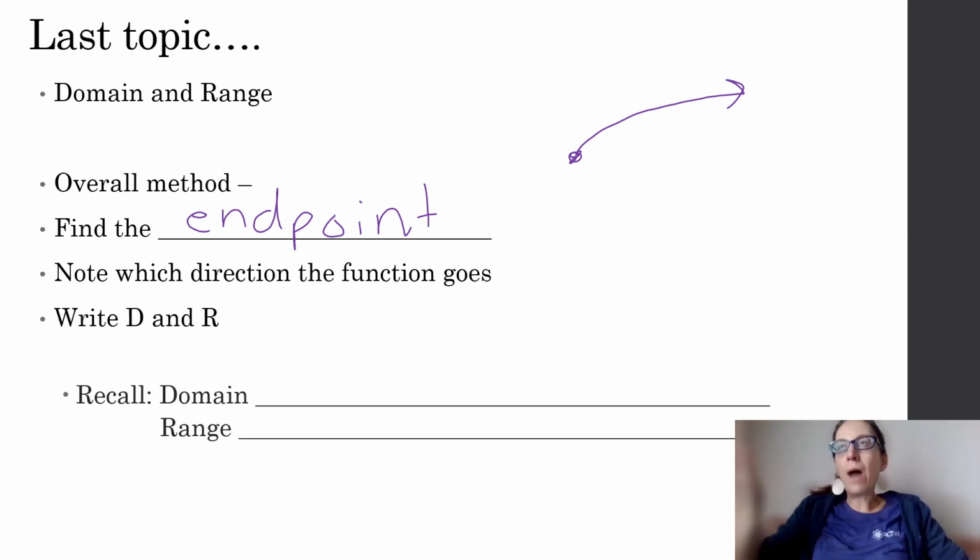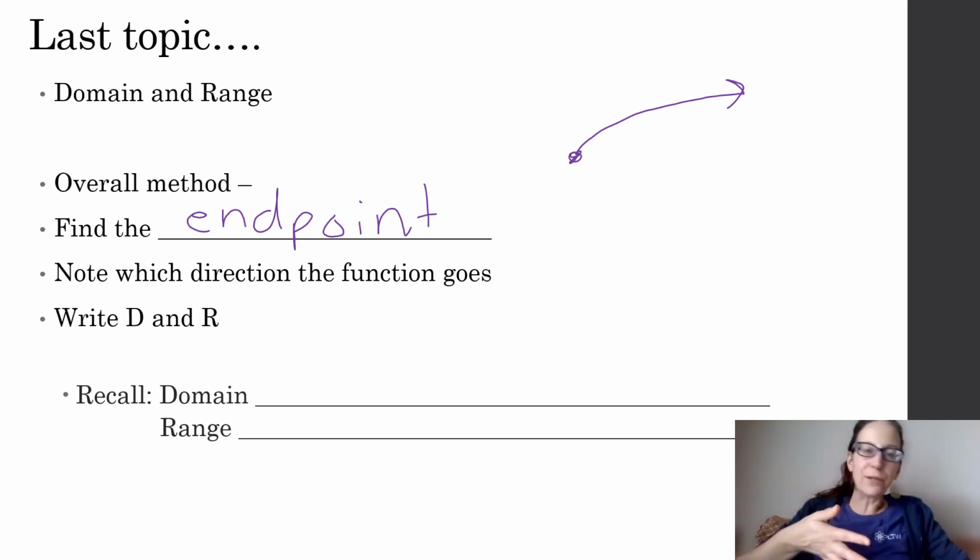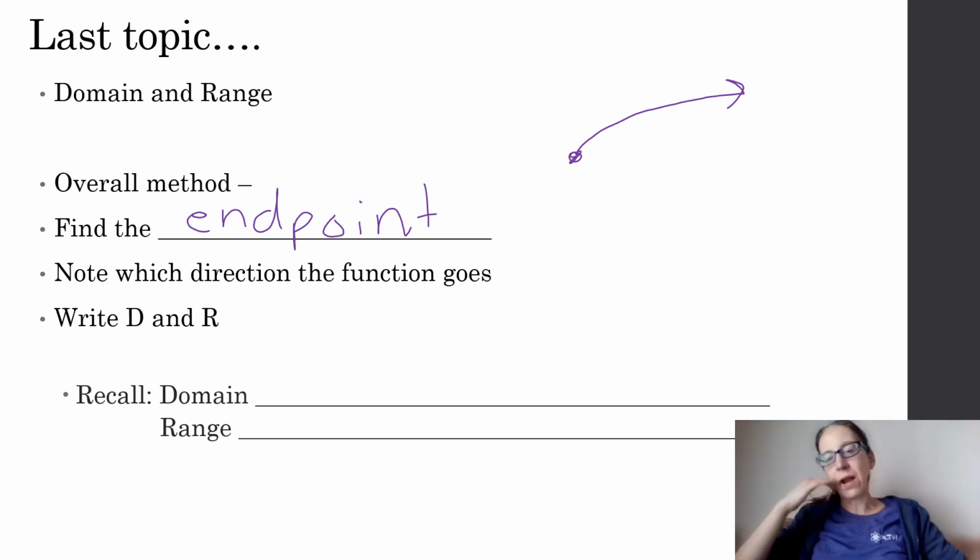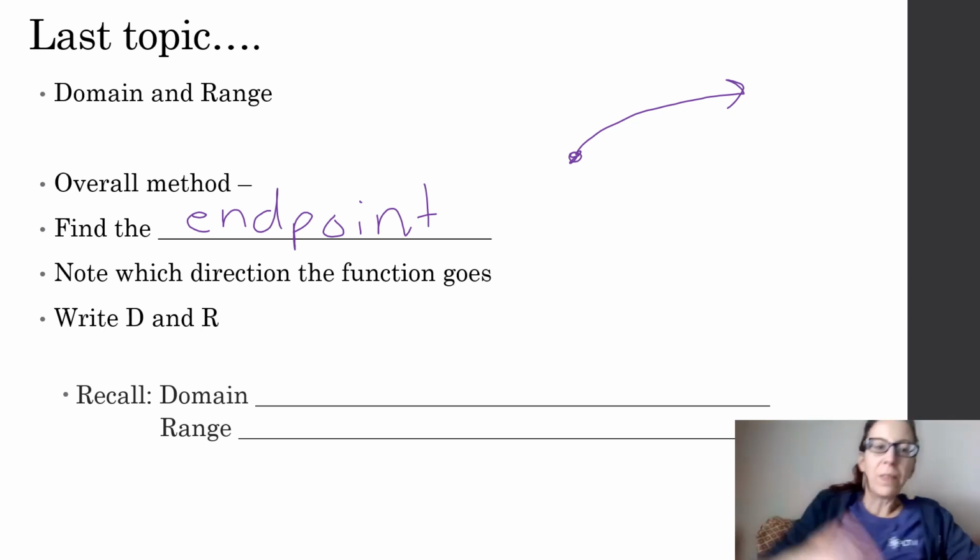Is it going up? Then your y's are going to be greater than. If it's going right, then your x's are going to be greater than. If it's going down, y's are less than. If it's going left, x's are less than. If it's going up and to the left, the y's are greater than and the x's are less than. So you want to find that endpoint and then pay attention to which direction the function is going.